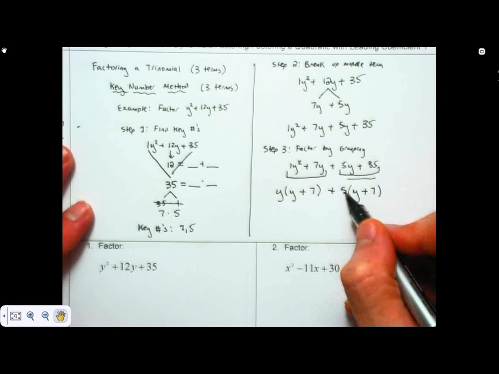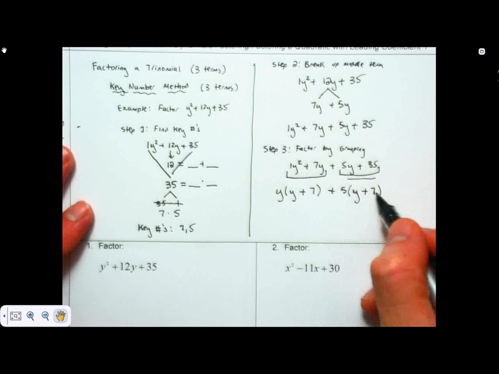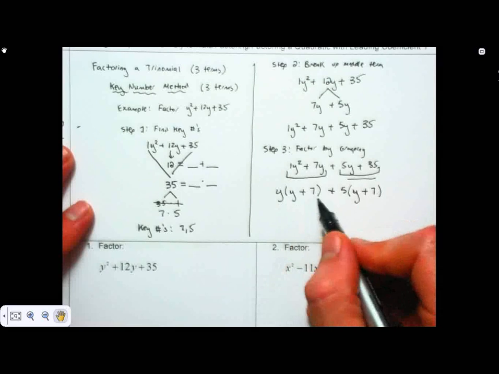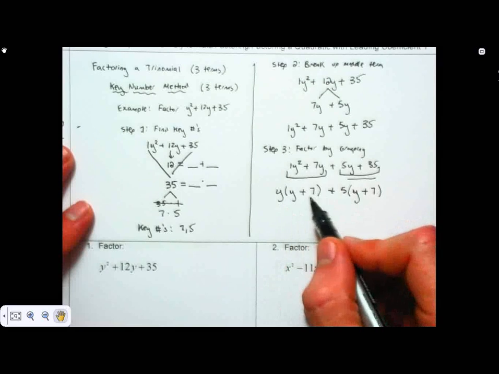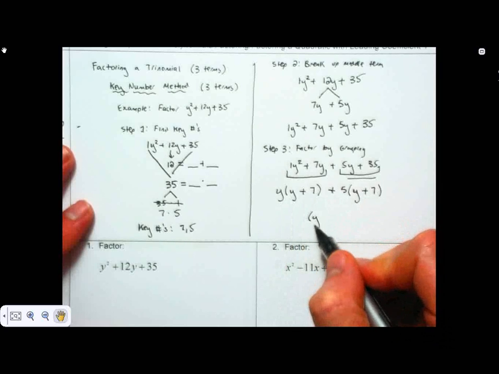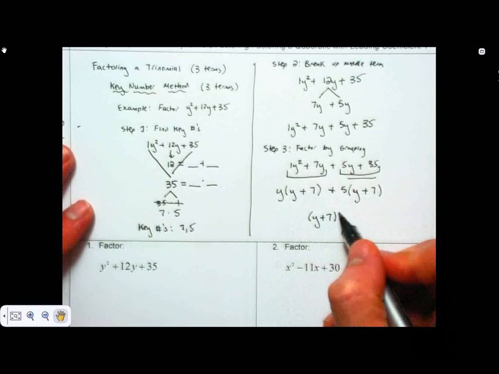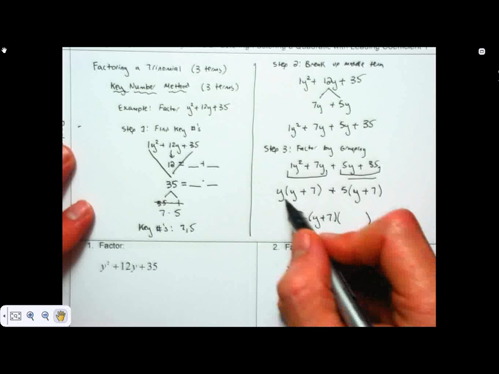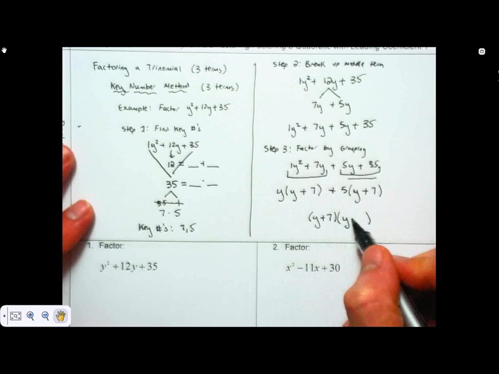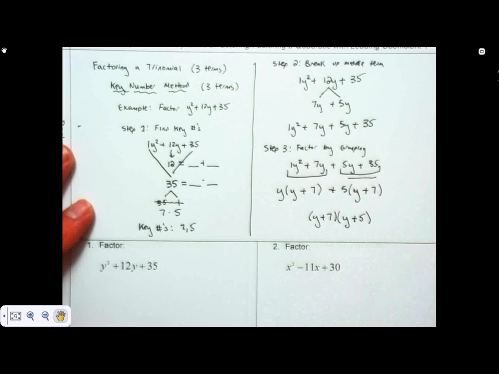Okay, and just to check, 5 times y is 5y. 5 times 7 is 35. And now the last step is, well, let's look at what we're left with. So we're left with two terms, and they have a common group. So again, that common group makes up our first factor. And then our second factor is made up by what's left over. So we've got y plus 5.